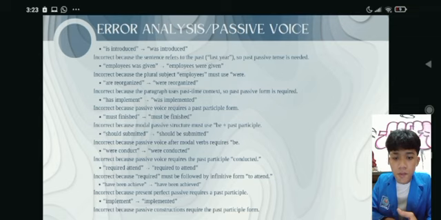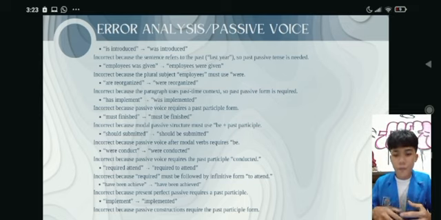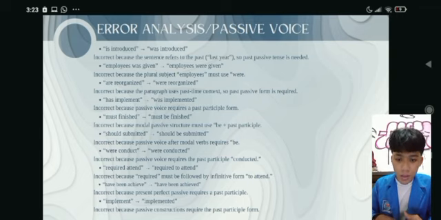The next, "must finish it": the correct analysis is "must be finished", because the modal passive structure must use be plus past participle. And next, "should submitted": the correct analysis is "should be submitted", because passive voice after a modal verb requires "be". And then "we were conduct": the correct analysis is "were conducted", because passive voice requires the past participle "conducted".